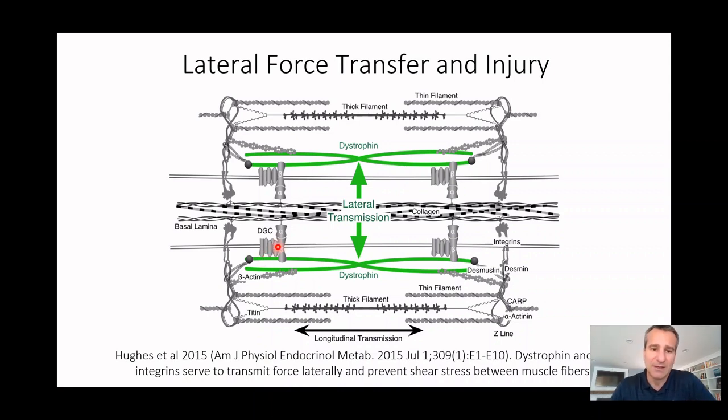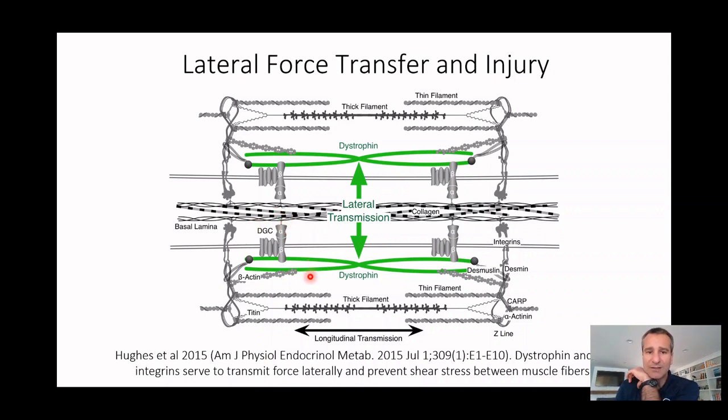What dystrophin does is it sits here at the outside of the muscle fiber, and then it connects up to this dystrophin-associated glycoprotein complex. You can call it the DGC. What it does is it connects the inside, the dystrophin and the actin, to the outside, the collagen. And that's all done through this protein complex called the DGC.